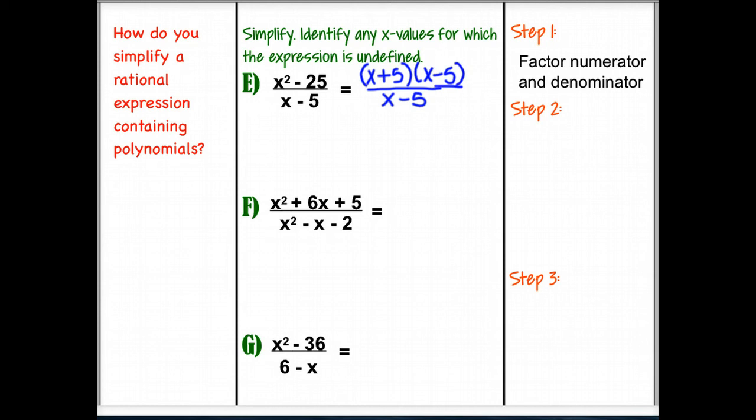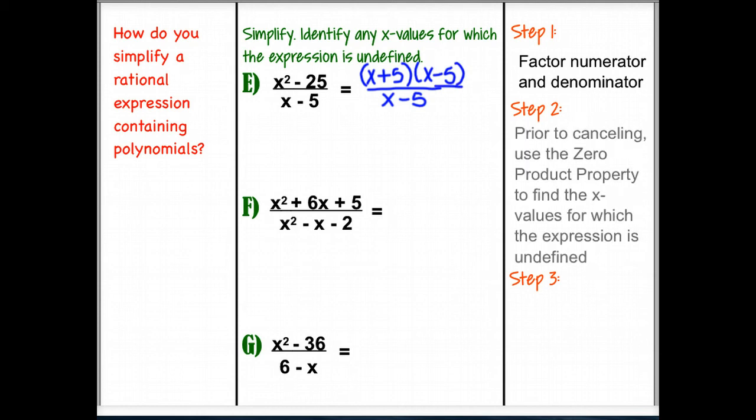And so then step 2 is, prior to canceling, and I'm asking you to do this because that's part of our process, we need to use the zero product property to find the x values for which the expression is undefined. And what that means is I need to look at this x minus 5, and if x minus 5 equals 0, that means x equals 5.